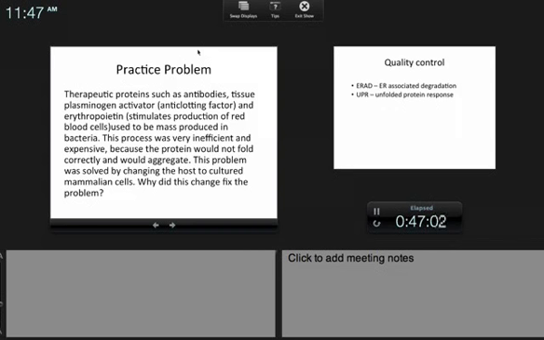Why did this change fix the problem? I want you guys to think about this question, think about what's in common with these proteins, think about what's the same and different with E. coli versus mammalian cells, and discuss with your friends. And I'll circulate to expand on that if anyone needs help. Okay, take a few minutes.